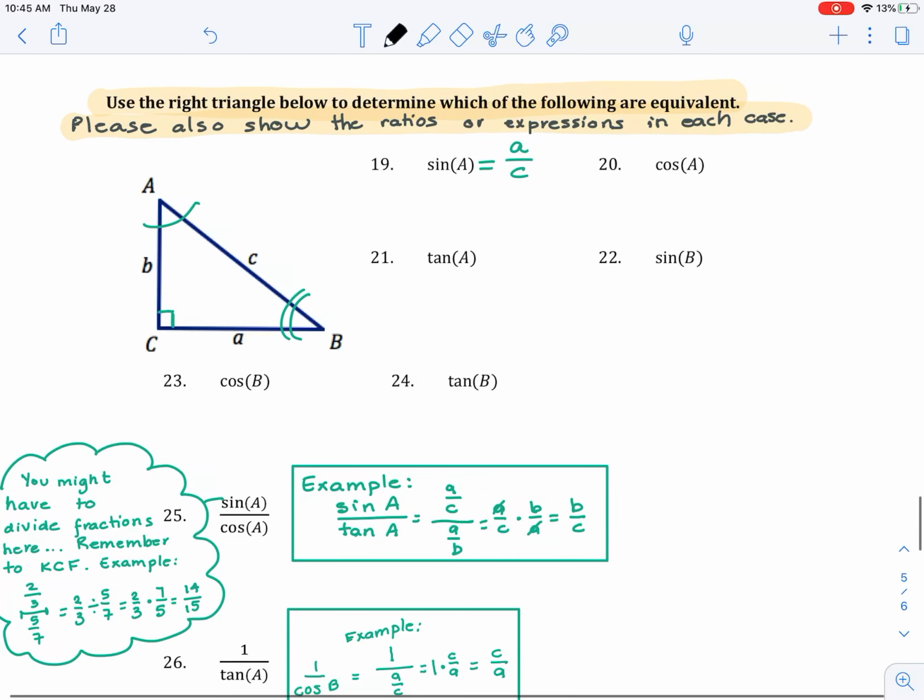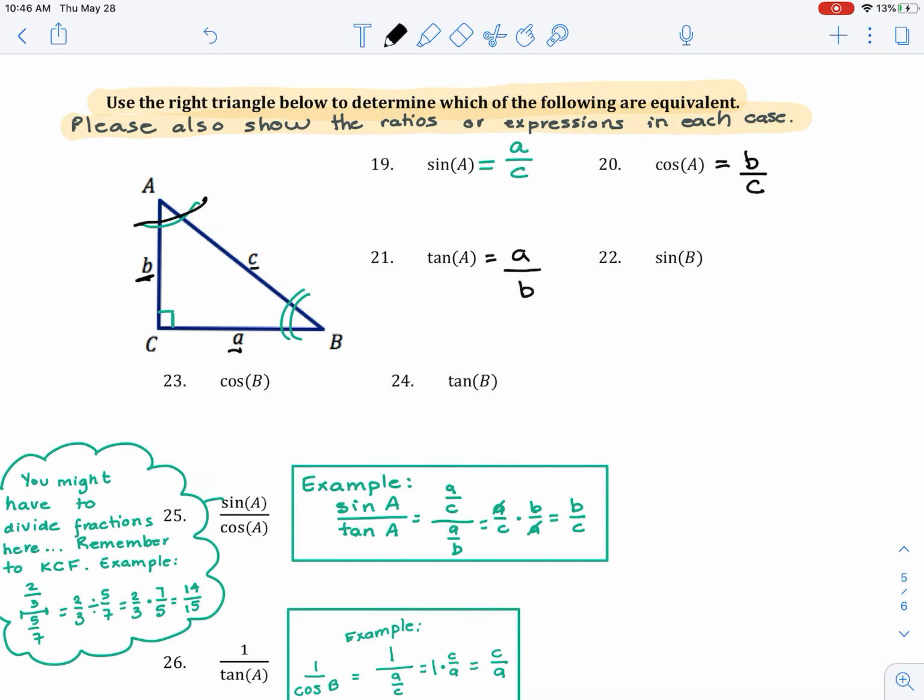Use the right triangle below to determine which of the following are equivalent. Please also show the ratio expressions in each case. Very good. Okay, so this says sine A is A over C. So here's A, and we got opposite over hypotenuse. What's cosine of A? Well, that'd be adjacent, which is B, over hypotenuse, which is C. And then tangent of A would be, what's opposite A? That'd be A, and then over the adjacent, which is B.